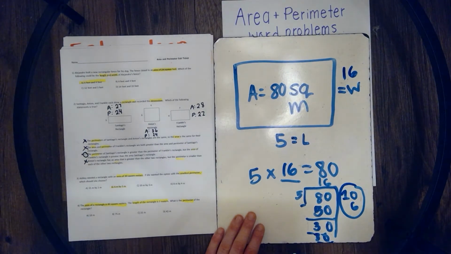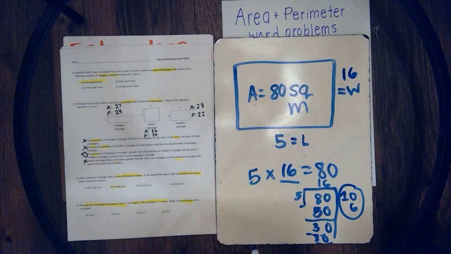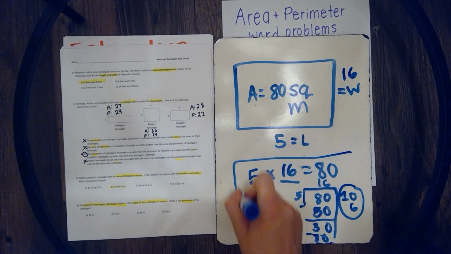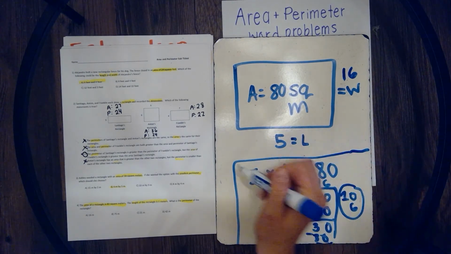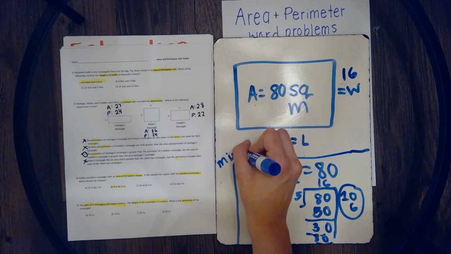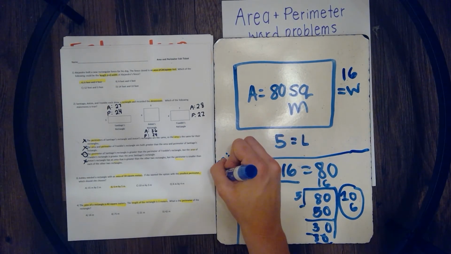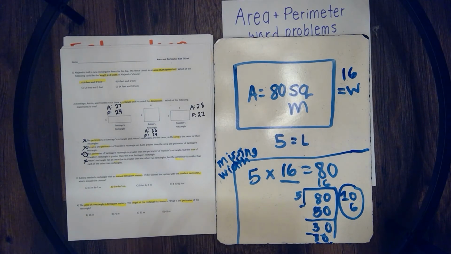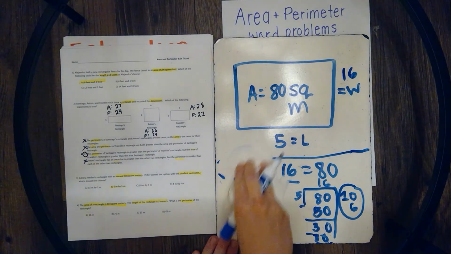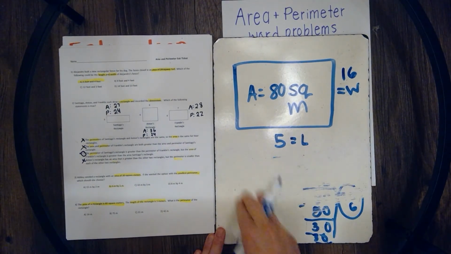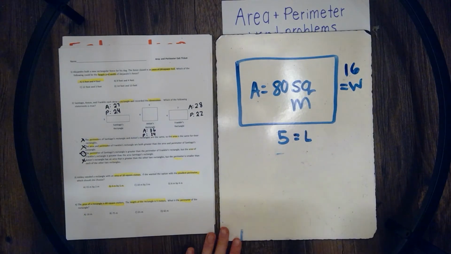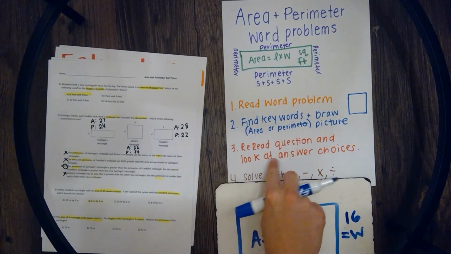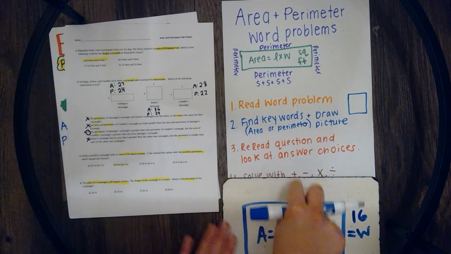All right. So now that I found it, do you guys all understand how I found the missing side? Pause and take a note of that. Missing width. Go ahead and take a note of that, that we found the missing side dimension using division. Okay? So now I'm going to go back and reread the question. What is the perimeter of the rectangle?